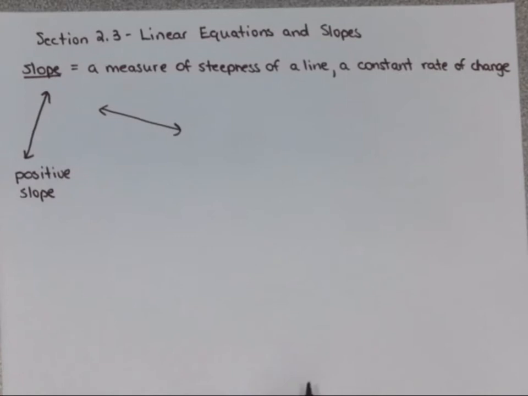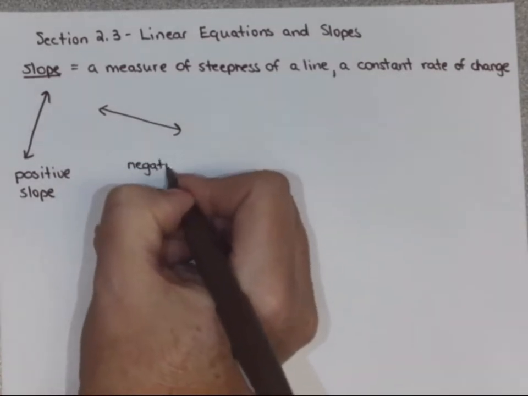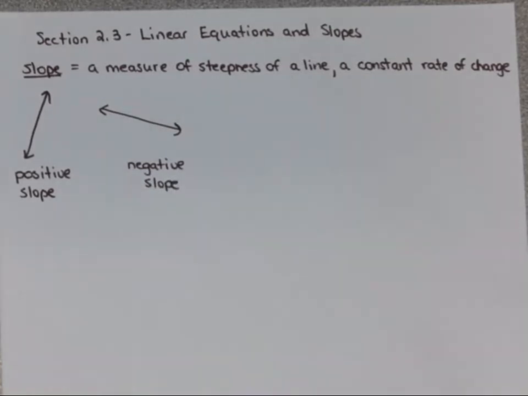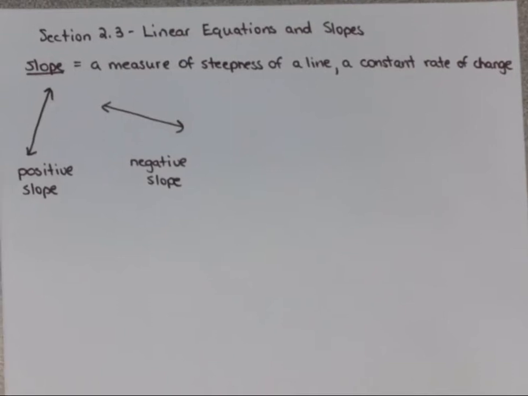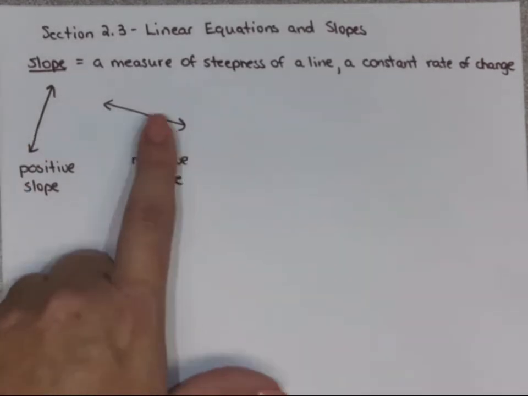This is going down from left to right. So what kind of slope do you guess this is? Negative. Even though I'm not putting numbers on this, which one should have the higher number slope and why? The first one should be a bigger number. How come? It's definitely steeper, right? This one is much more shallow than this one.